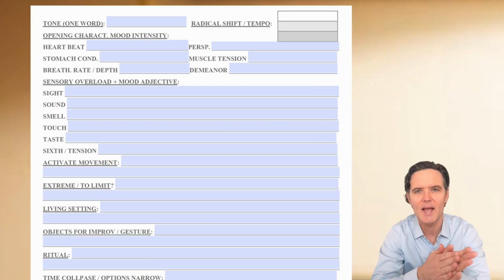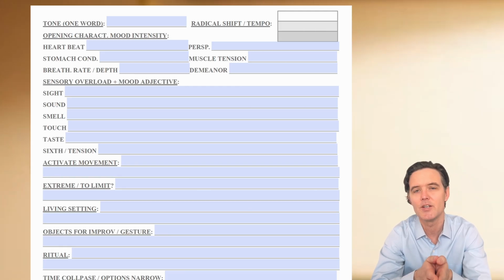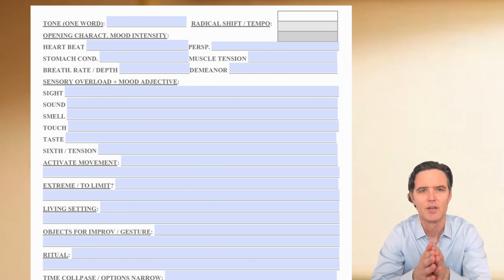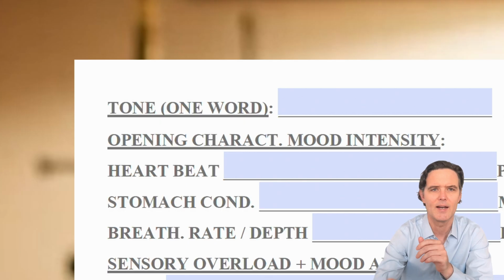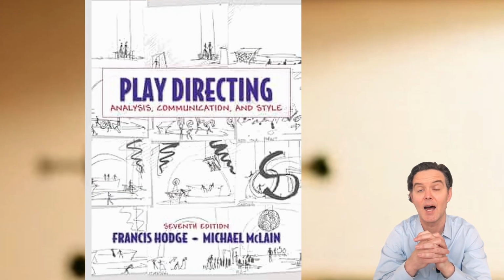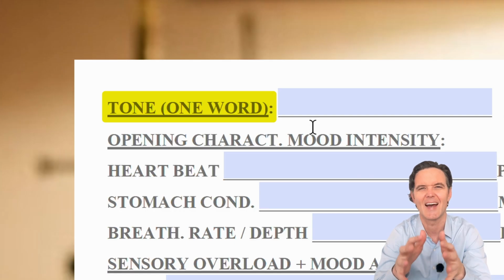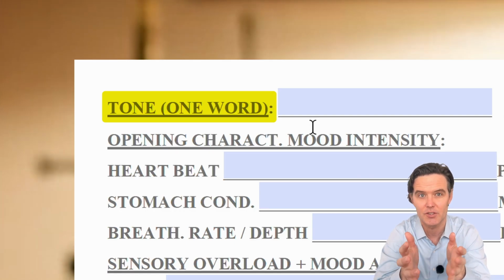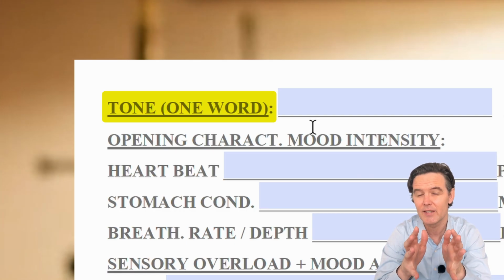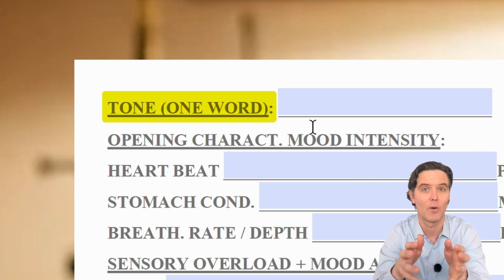Okay, here we are on page 2. We're just going to go through the elements one by one, and I'll explain to you how to use them and how you can start to bake them into your scenes. So at the very top, we have two ideas. One here on the left is tone, which actually comes from a book by Frances Hodges, a book on theater directing. It's the one word that encapsulates the essence of your scene. So in fact, we're not going to fill this out now. We want to fill this out toward the end once we have a better vibe of what we're going for.